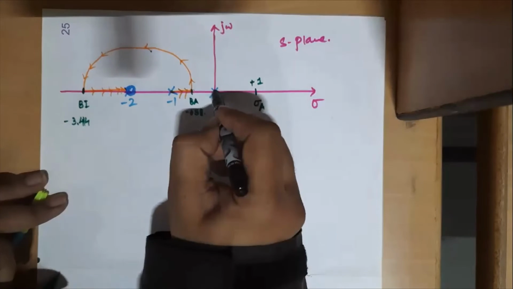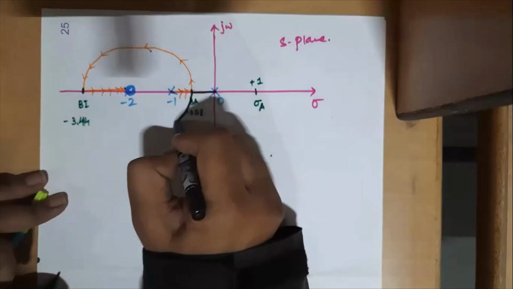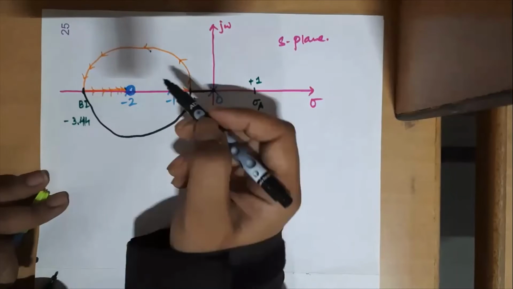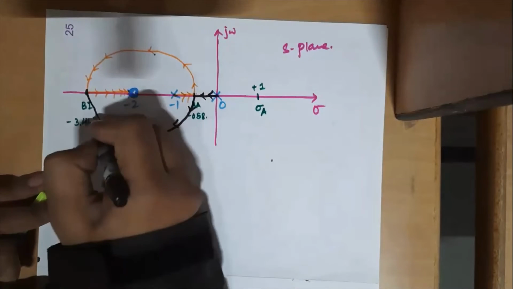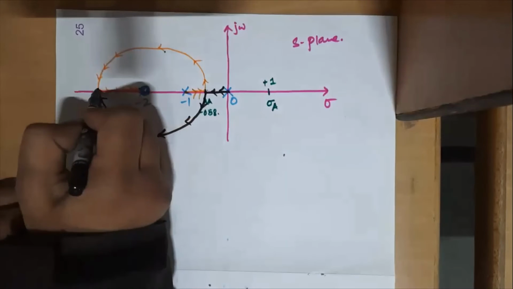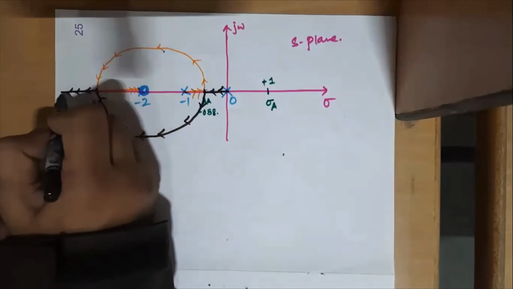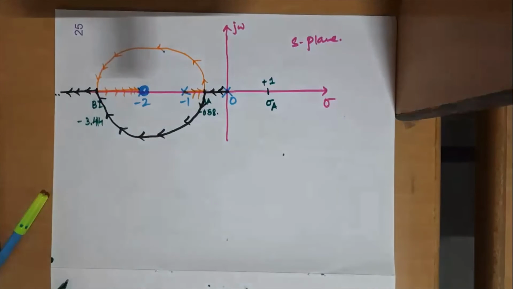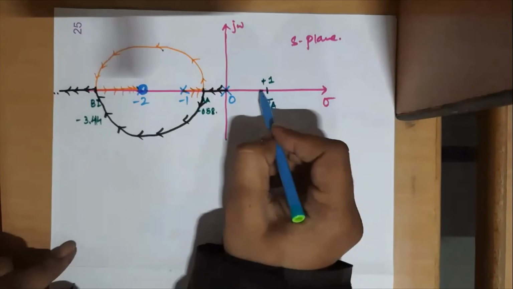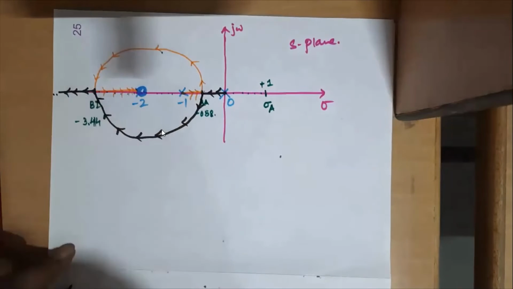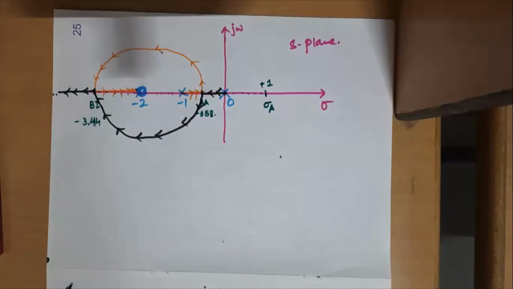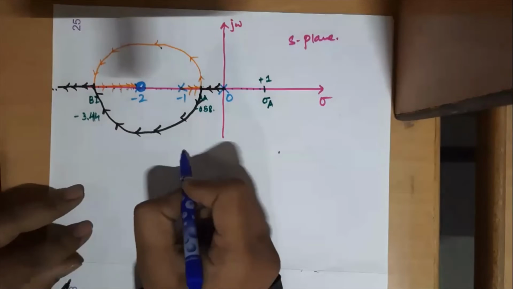So since we got breakaway and break-in, we have to leave and come back. That is the only option. So this is the second branch, which will move to -infinity. It follows the asymptote, you can say. This is actually an asymptote follower. This pole has got a friend here, that's why it will stop. This pole hasn't got any friend, it will move to -infinity in search of its friend.